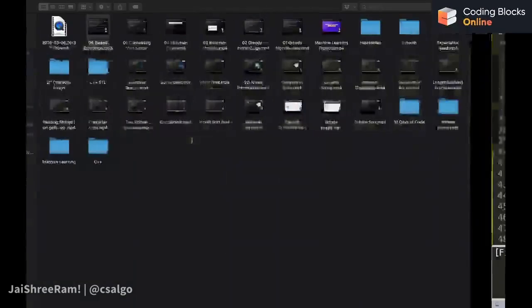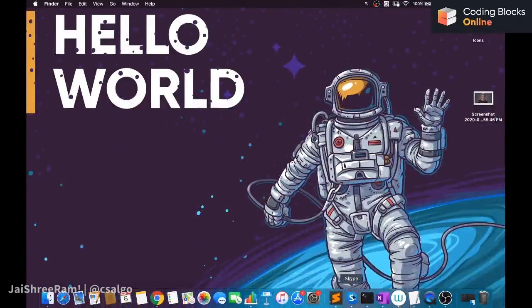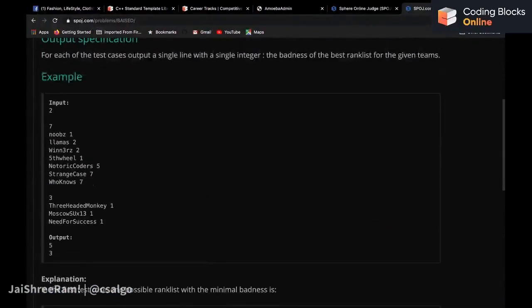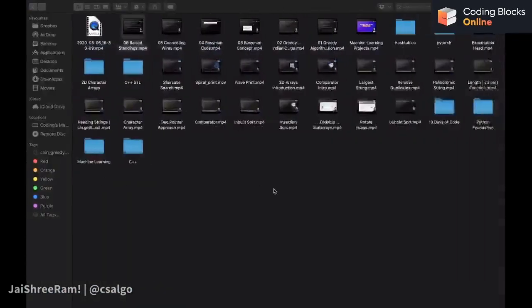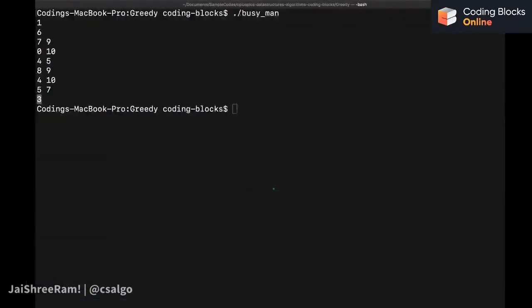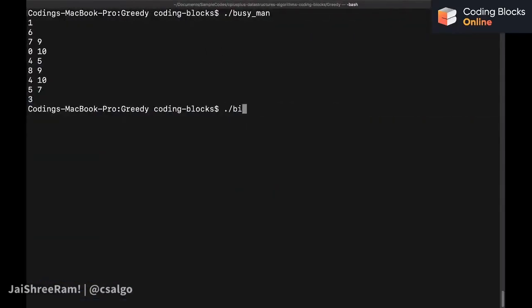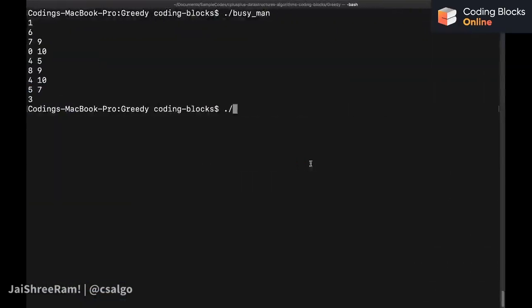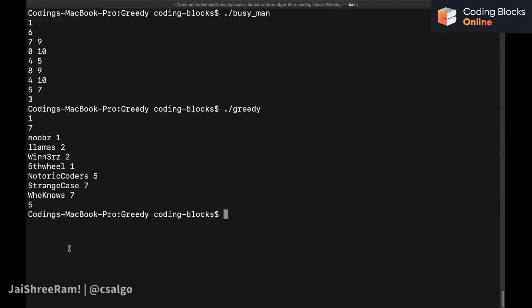Okay, and let's try to run this code on a single test case. Okay, so we are getting a final answer as 5, which means our solution is correct. Okay, so that's all. See you guys in the next.